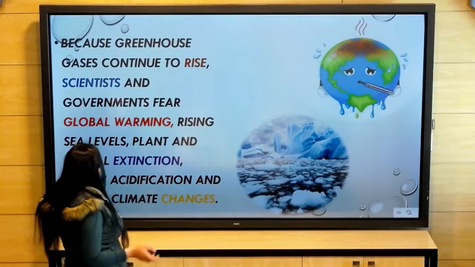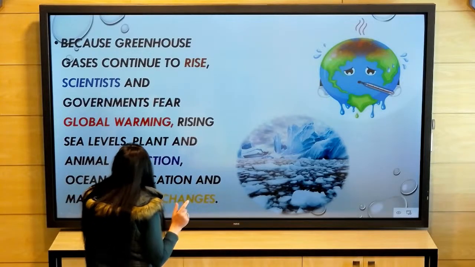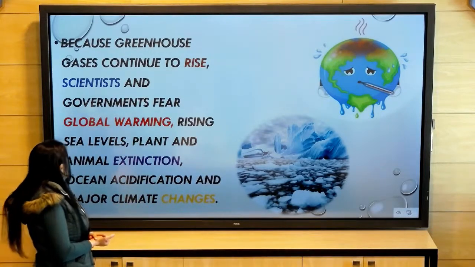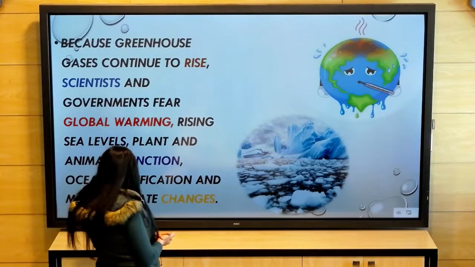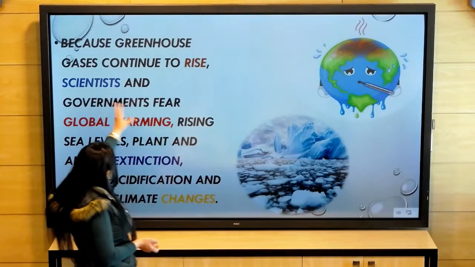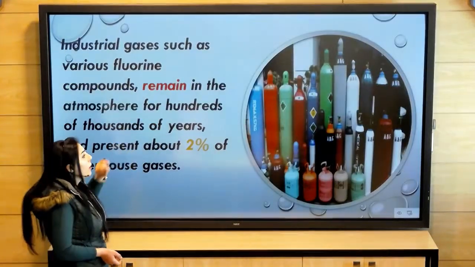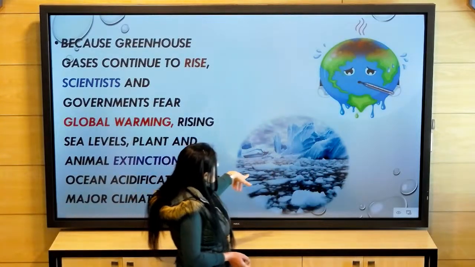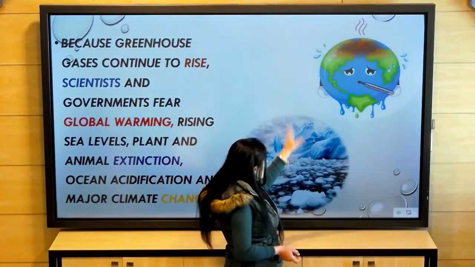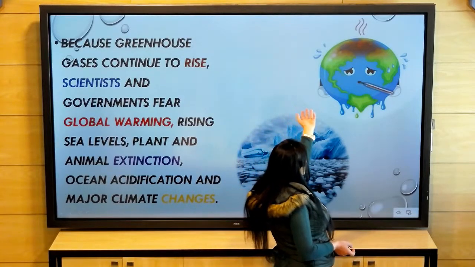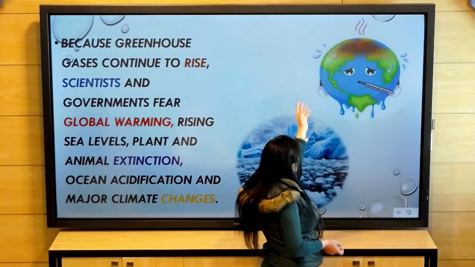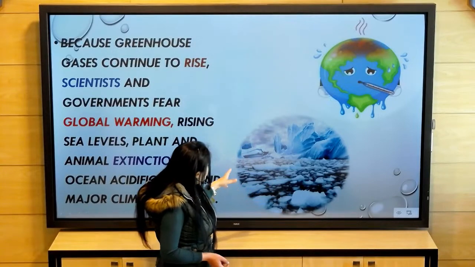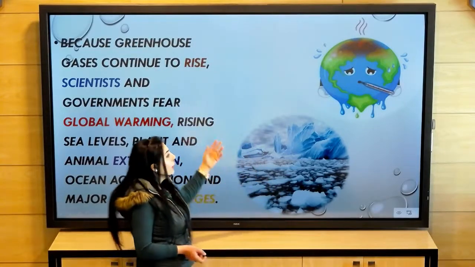Now, because the greenhouse gases continue to rise, scientists and governments fear global warming, rising sea levels, plant and animal extinction, ocean acidification, and major climate changes. So all these are the results of the effect of greenhouse gases. As we see here, they are going to lead to the rise of heat on Earth, and they will also lead to climate changes and global warming.